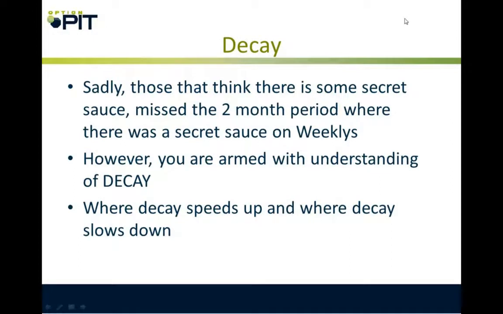Now, sadly, those that think there's some secret sauce missed the 2-month period where there was a secret sauce on weeklies. However, you guys in particular are armed with the understanding of decay, where decay speeds up and where decay slows down. You remember that whole discussion on decay that I went through in the free weekly class? So the way to think about it is the further away we move from at the money, the more decay becomes linear.